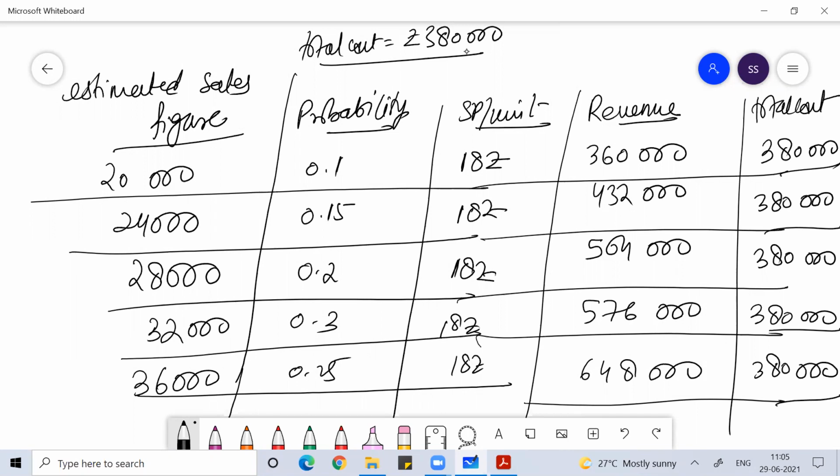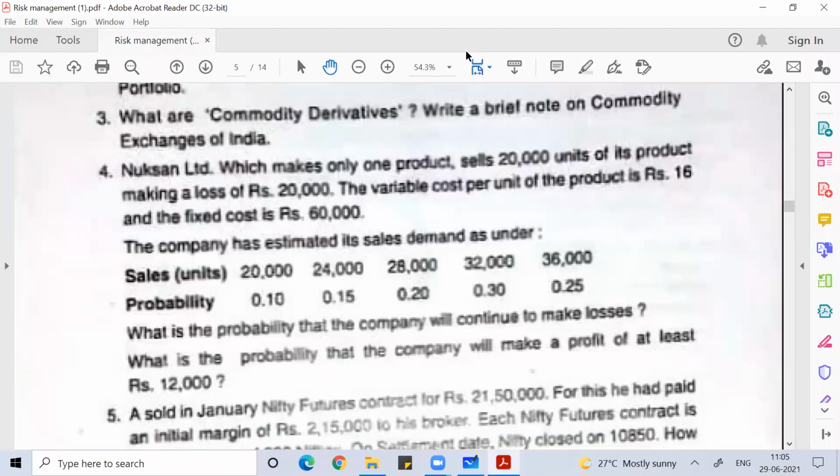So you can see here, guys, only in one case you are getting a loss. In all other cases, you are getting a profit. Your revenue is more than your cost. So what is the probability that the company will continue to get a loss? The probability for that will be 0.1.